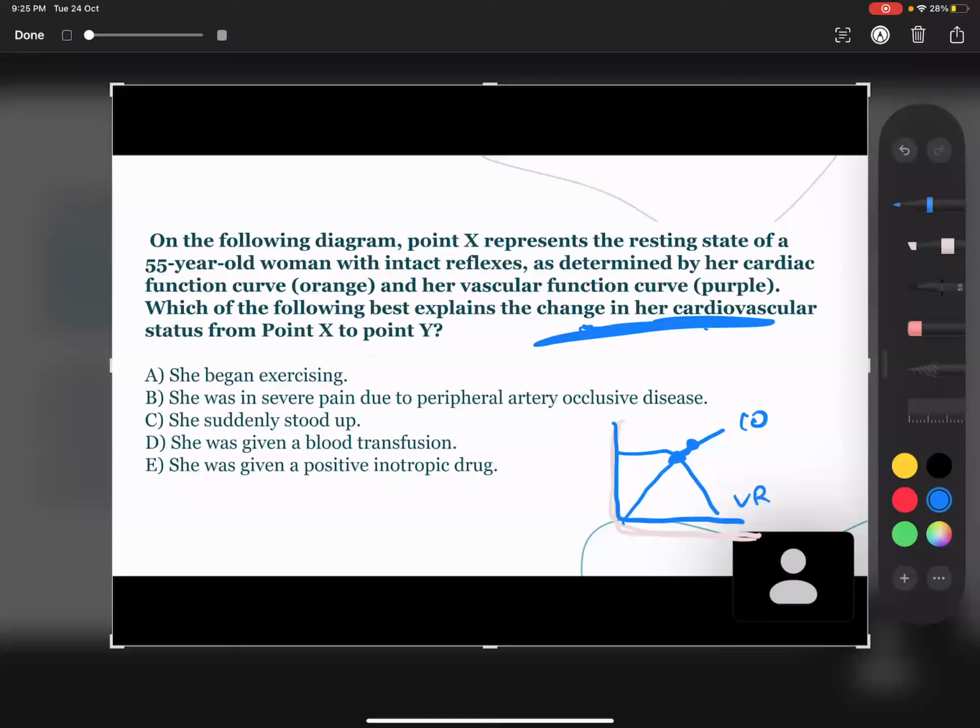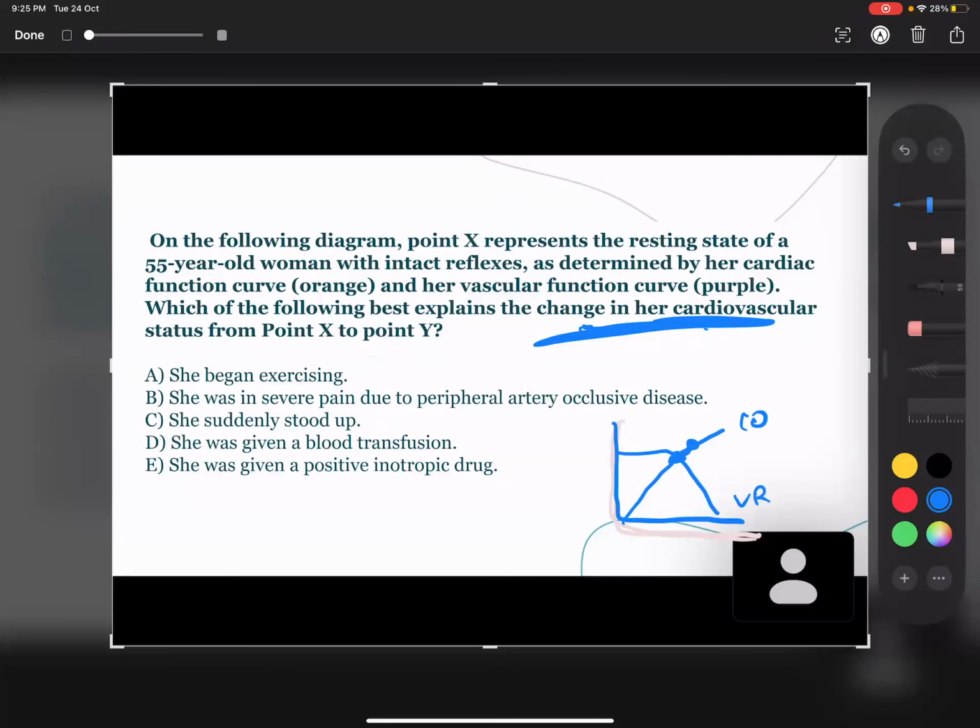So basically, first of all, let's go A, B, C, D, E. So A, she began exercising. If you think of exercise, usually we're gonna have increased venous return. It's not only gonna be cardiac output. So what happens is both of them are gonna increase. So we remove A. She was in severe pain due to peripheral artery occlusive disease. Peripheral artery occlusive disease would cause restriction of the artery.